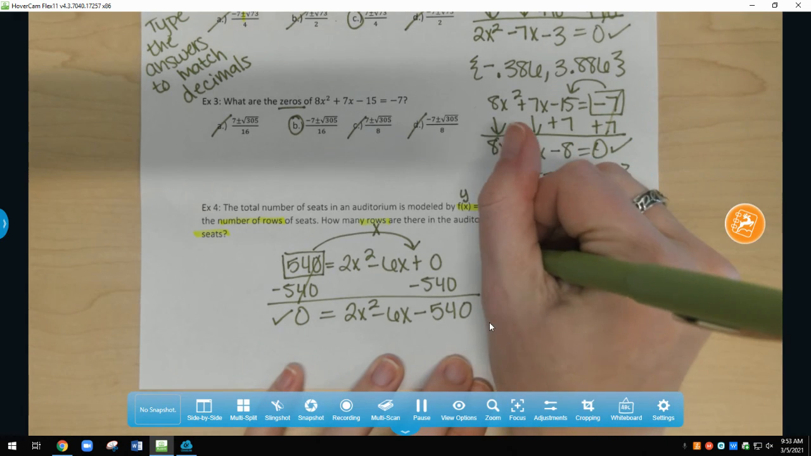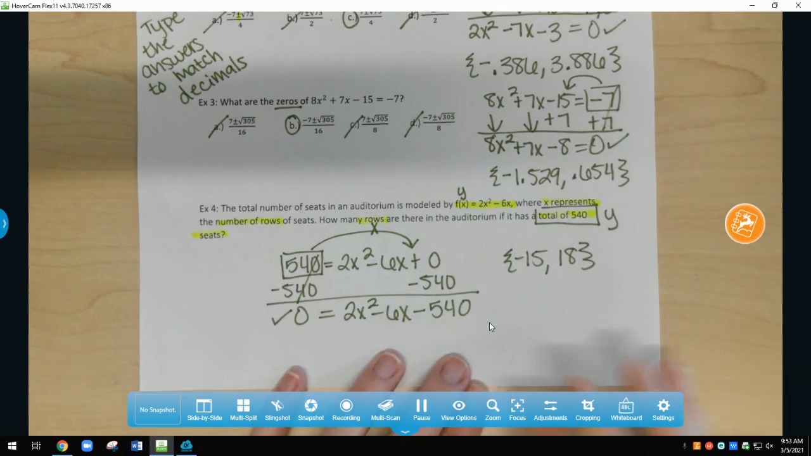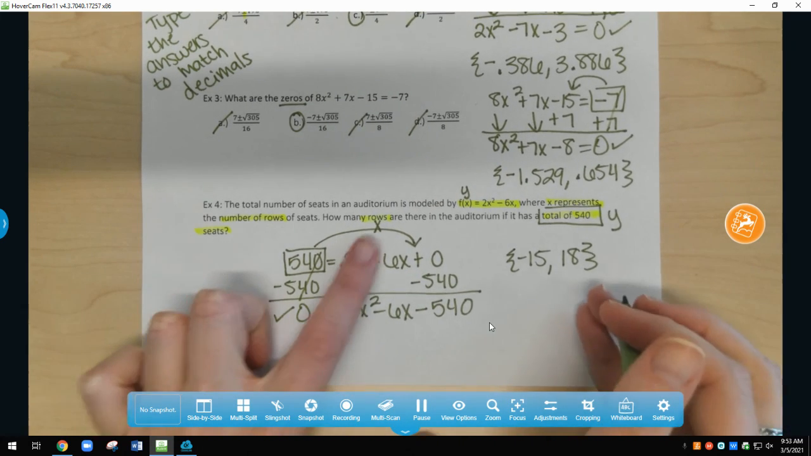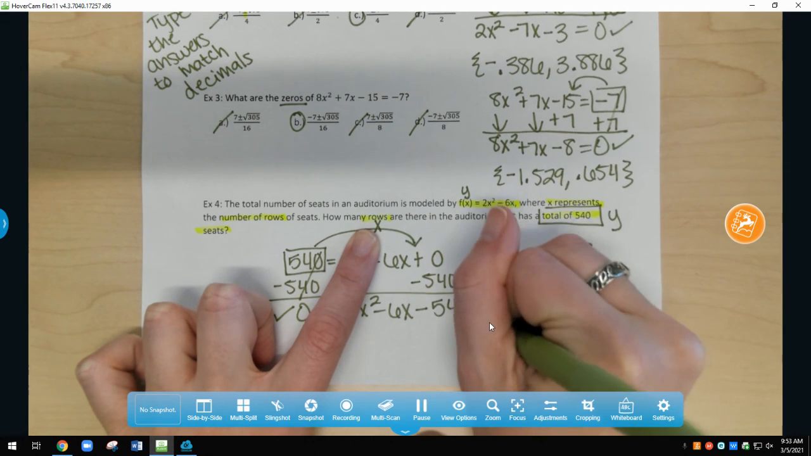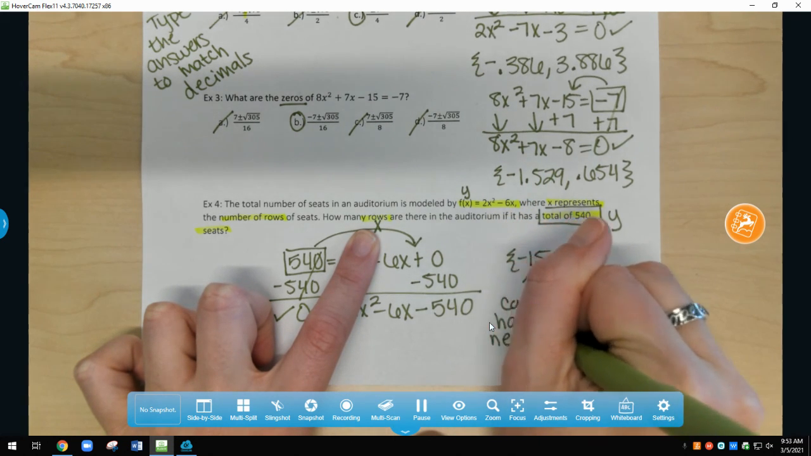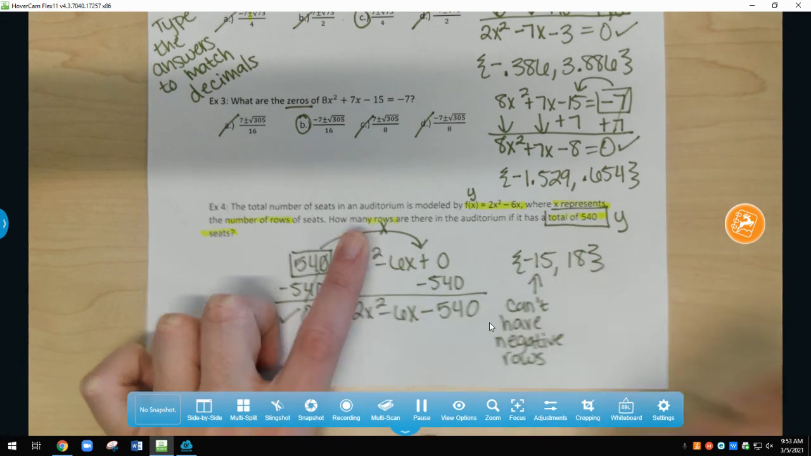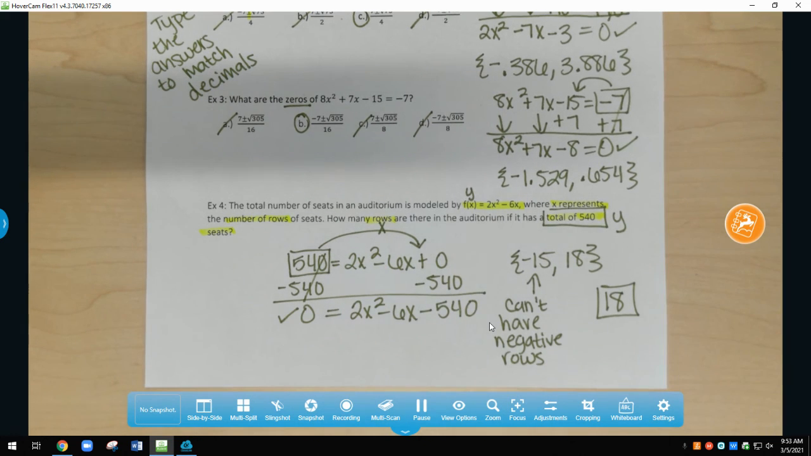So we have negative 15 and 18. But let's think about it. We are talking about numbers of rows. We can't have negative rows. So that answer choice is no good. So our number of rows would be 18.